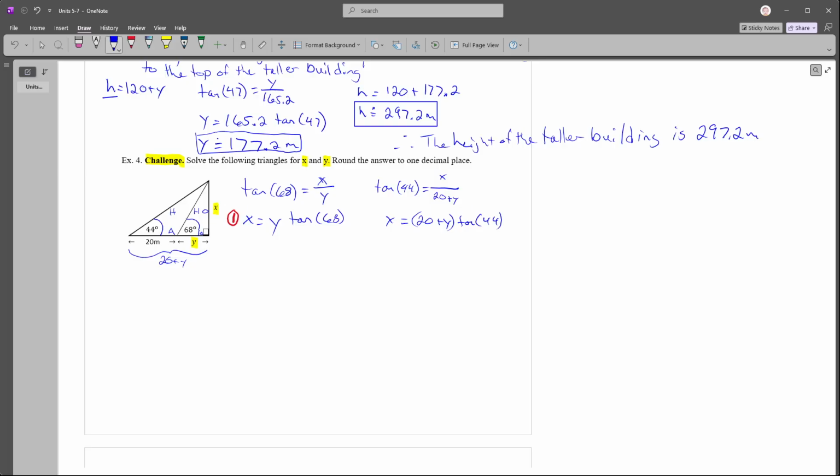Oh, interesting. So what am I looking at here? I got two equations that are equal to x. Let's label this equation 2. Like you do when you have two equations that are equal to the same value, you can just set them equal to each other. Really what we're doing is we're going to sub one equation into the other equation. So let's sub 1 into 2.